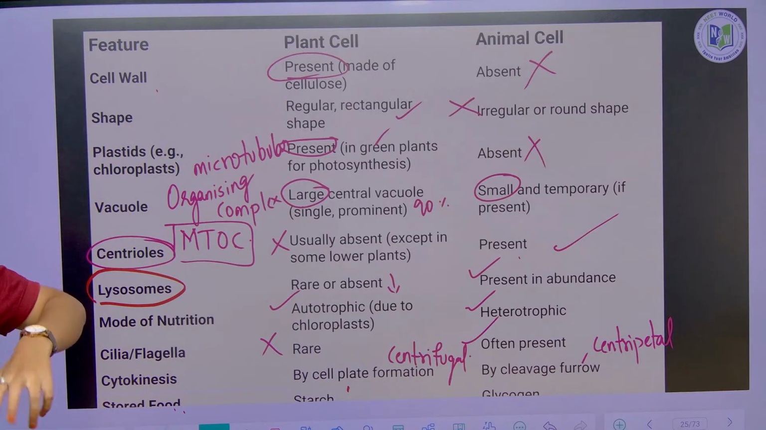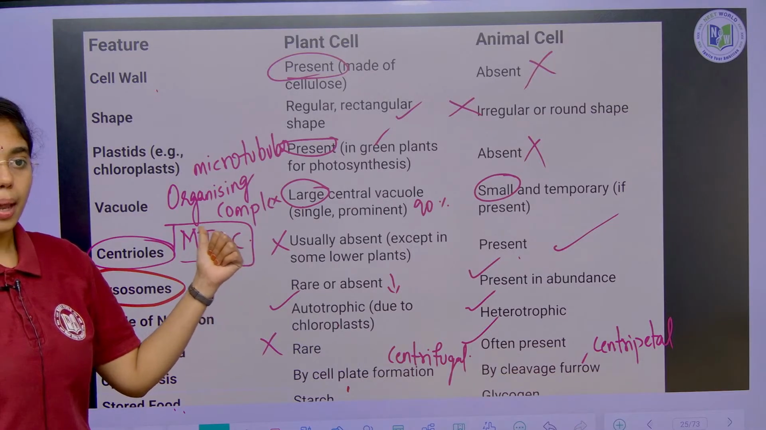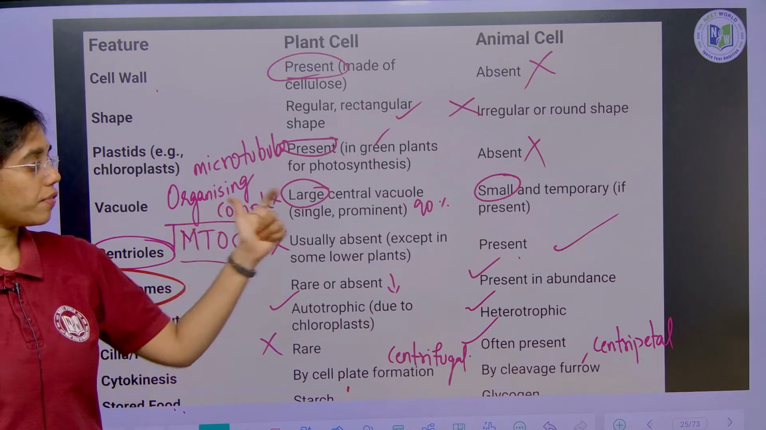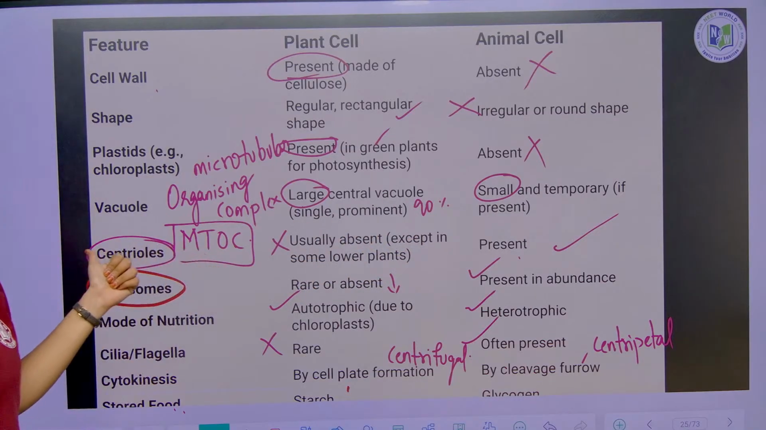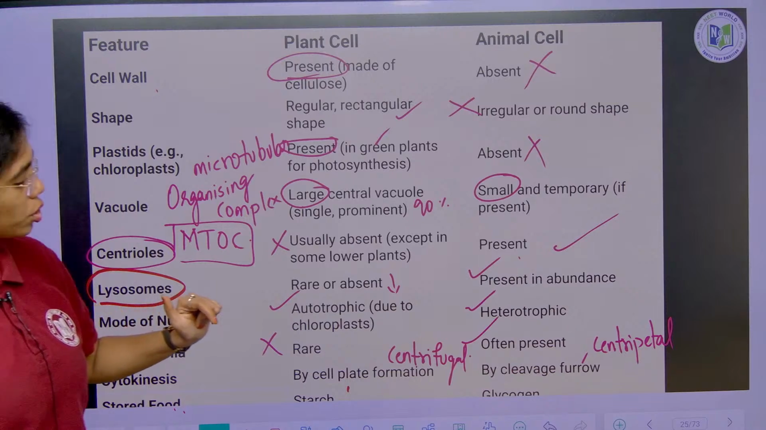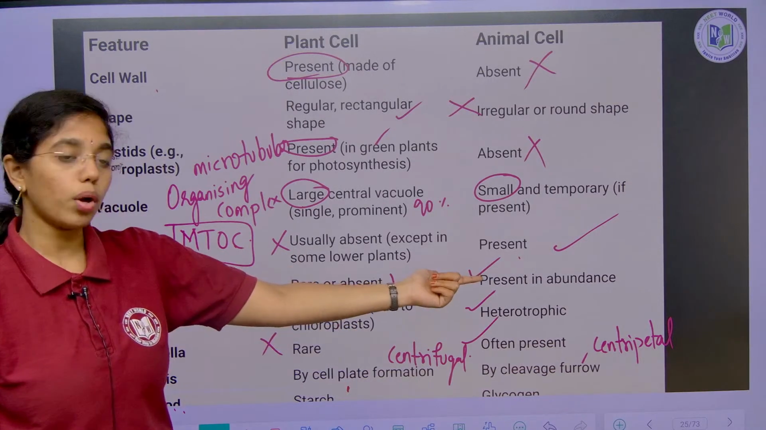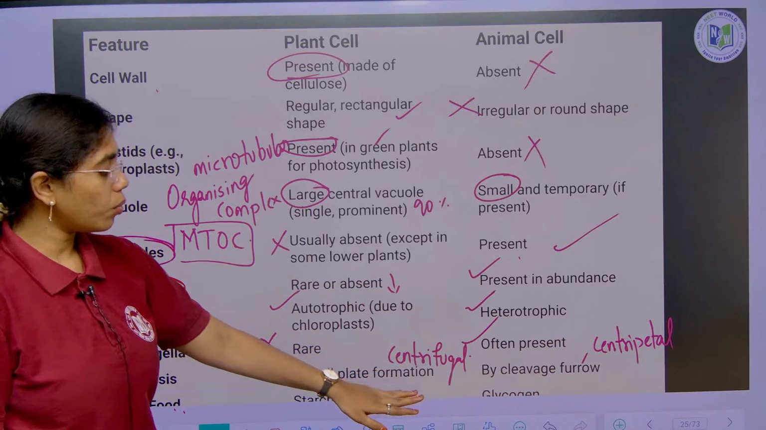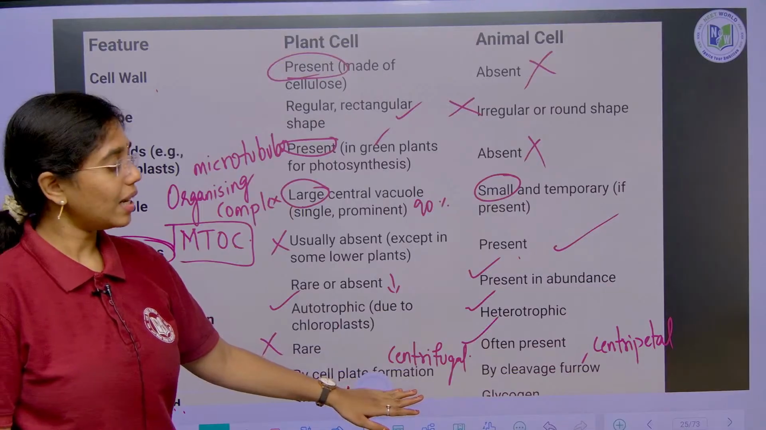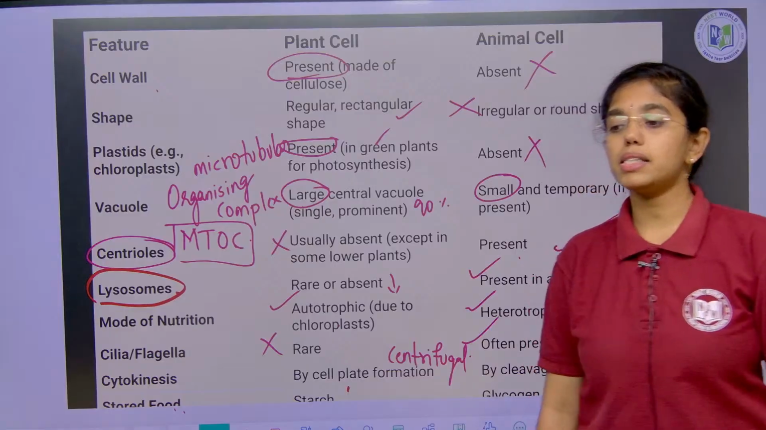Few points you have to add on is about microtubular organizing complex that is present in a plant cell. Instead of centrioles it has what? MTOC, microtubular organizing complex. And few points to add on about lysosomes, they are less present in a plant cell, more in an animal cell. Third you can add on is the centrifugal mode of cell plate formation in a plant cell, centripetal mode of cleavage furrow formation in an animal cell.